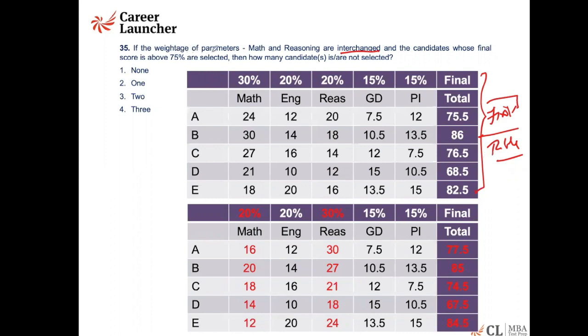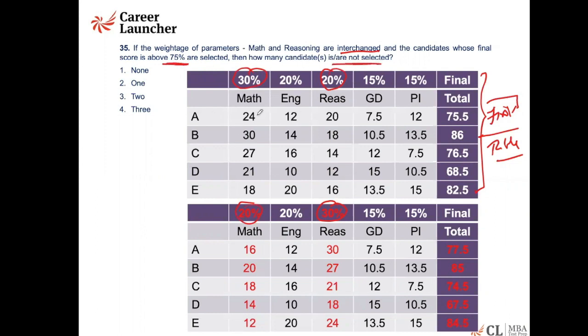Now, if the weightage of the parameters math and reasoning are interchanged, so 30% and 20% become 20% and 30% respectively. The rest of them don't change. Remember this. And the candidates whose final score is above 75% are selected. Then how many are not selected?